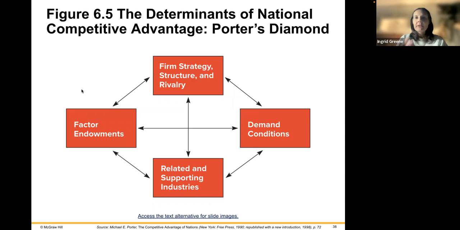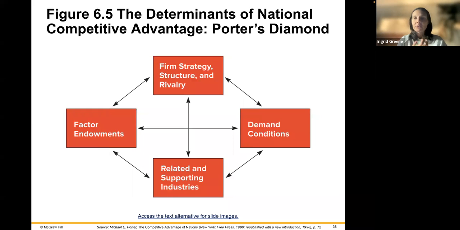So the next couple of slides, 4 slides, are going to talk about each of these different pieces of the diamond. You'll notice that they all are interchangeable. We're going to start first with factor endowments and talking about skilled labor and infrastructure. That's exactly what we were talking about in previous slides, other theories to speak to this.